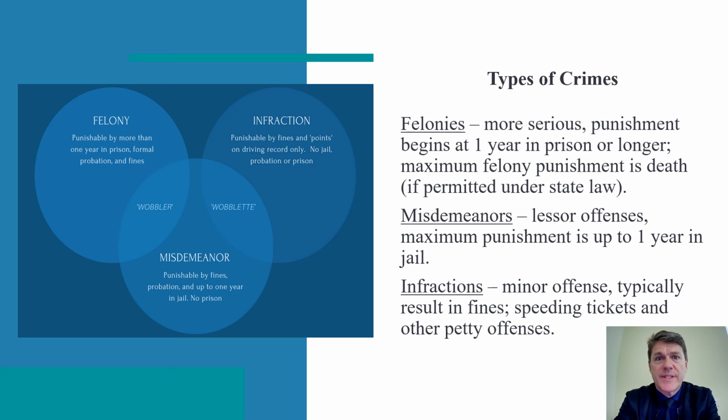If we're looking at the most serious, those are considered felonies. And so the punishment for a felony conviction is at least a year in prison or longer. It could be for life, or it could be the death penalty if you're in a state that has the death penalty.